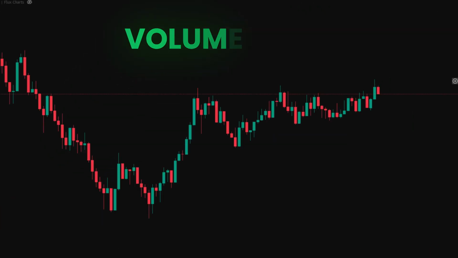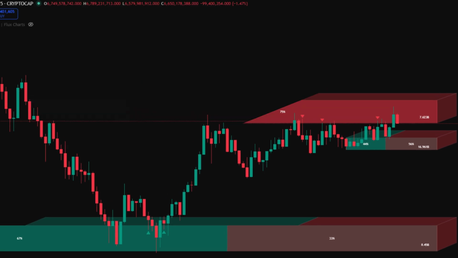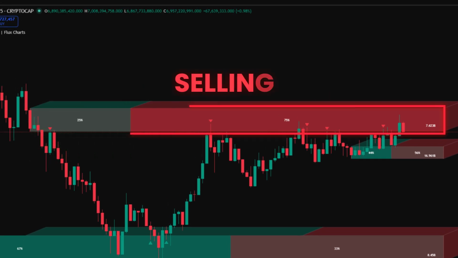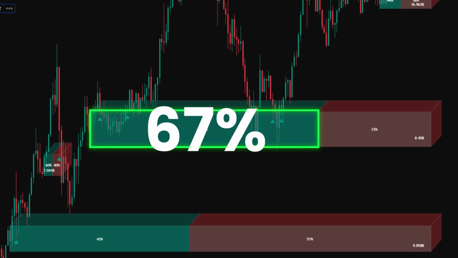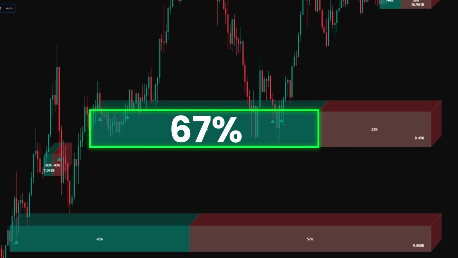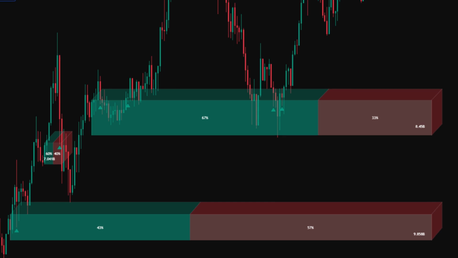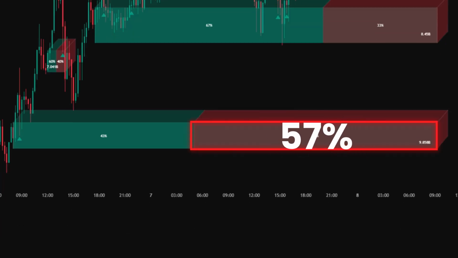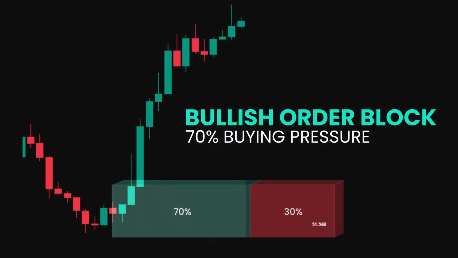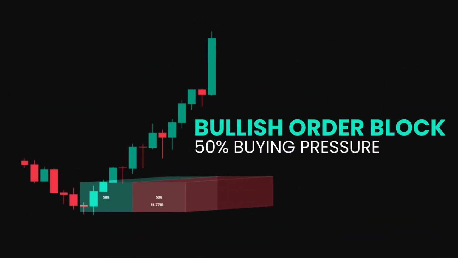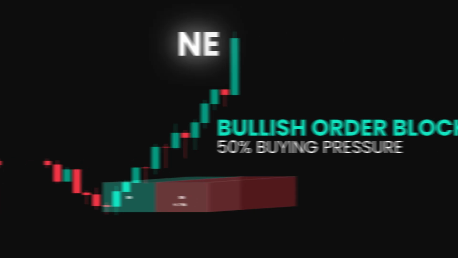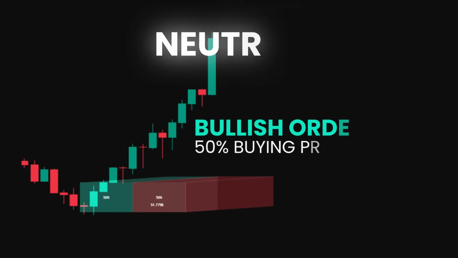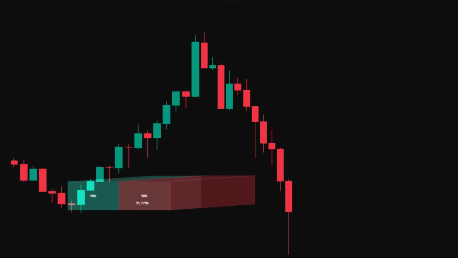Now, volume delta. This is the feature that sets this indicator apart from most others in this category. Volume delta is the difference between buying volume and selling volume during the candle that formed the order block. If buyers were dominant, the percentage inside the zone will reflect that, something like 60 or 70% on the buy side. If sellers were dominant, you see it skewed the other way. This matters because a bullish order block with 70% buying pressure is structurally different from one sitting at 50%. The first one shows a genuine imbalance. The second one is almost neutral. Buyers were barely in control, which means there is much less reason for that zone to hold on a retest.